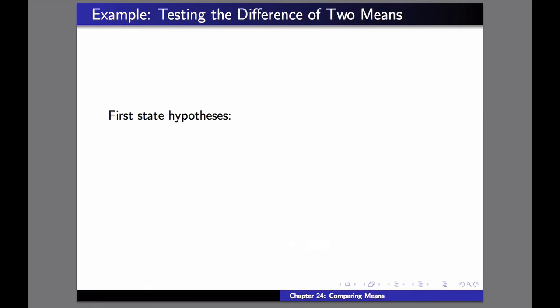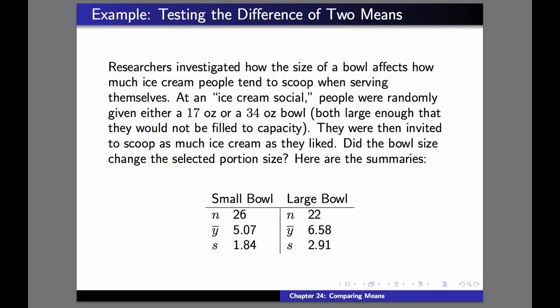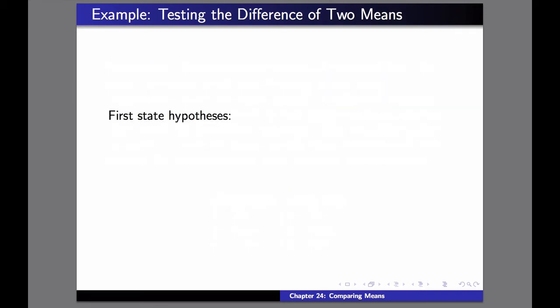So what can we do with this? Well, let's state some hypotheses. We're going to test a hypothesis here. We're going to look to see if these are significantly different. So they want to know, does the size of a bowl affect how much ice cream they're going to scoop? Okay, so what do you think the null hypothesis could be here? If the null hypothesis is that nothing's different or nothing has changed, then our null hypothesis should be that these two things are the same.